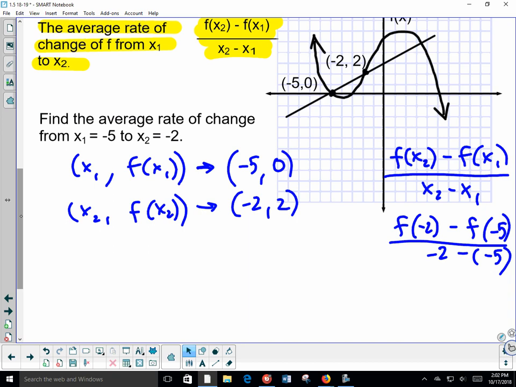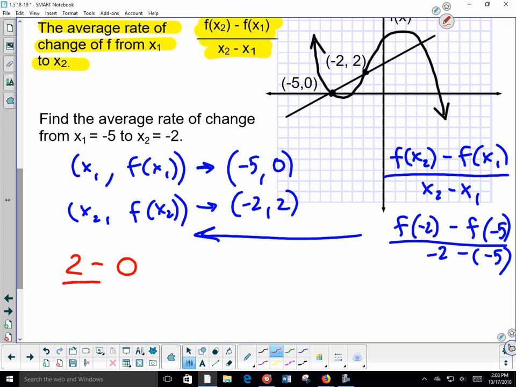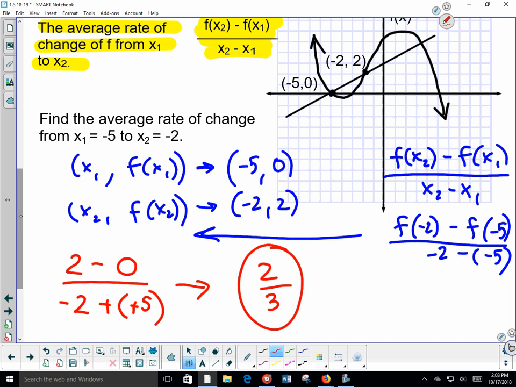And so what values am I going to be plugging in here? Some help, Chris. You're going to be plugging in, so when you start out the fraction, it'll be 2 minus 0 over -2 minus -5. Do people agree with that? Okay, and so I get, what, 2 over, this is -2 plus a positive, is that 3? Yeah. All right, so the slope of this line is 2/3, the slope of the secant line.